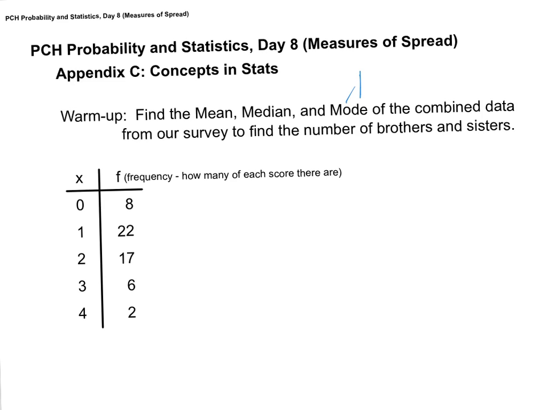What did you get for the median? 1. All right, let's take a look. How many people do we have total here? 55. Yep. All right, 39, 45, 55, good.